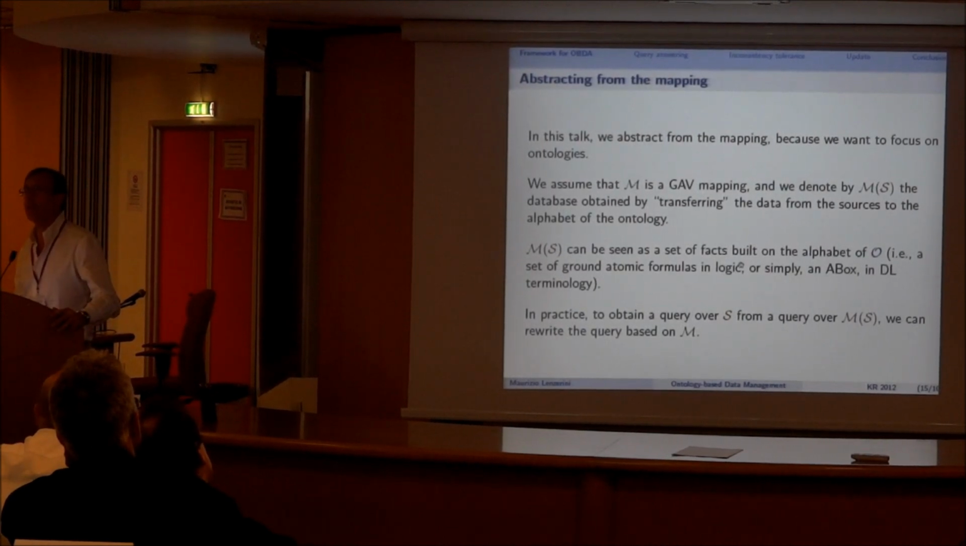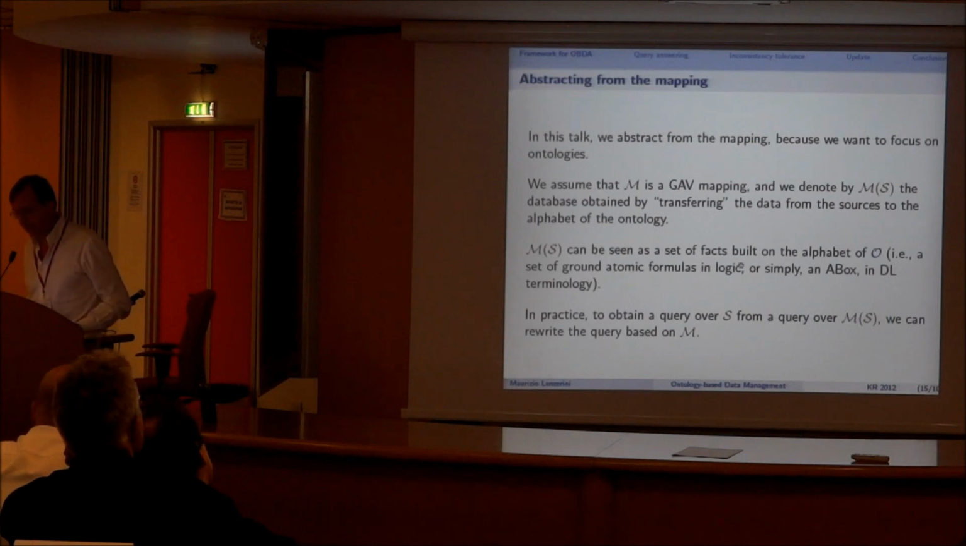By the way, in this talk I do not have the time to talk about the mapping. So what I'm going to do right now is assume that the mapping is a particular kind of mapping called GAV, and I'm going to work with what I call MS. MS is the application of the mapping to the sources in order to transfer the data from the sources to the alphabet of the ontology. For this talk, I can assume that this MS is just a set of facts built on the alphabet of the ontology. This is a way to abstract from the mapping, because I don't have the time to really talk about it.